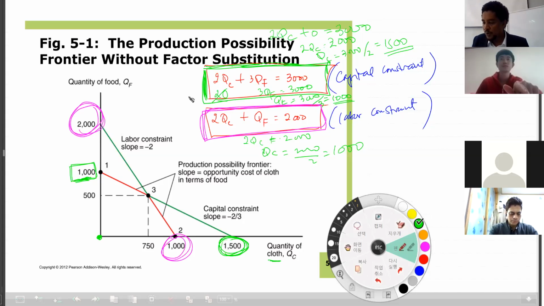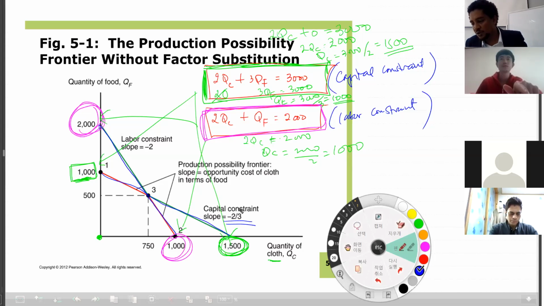Okay, so now we computed the endpoints. You just substitute 0 for one and compute the other, substitute 0 for the other and compute the other. So you find the endpoints. Now after you draw this graph, this is the labor constraint we have, and this here is the capital constraint. The slope is 2 over 3. You know this, right?